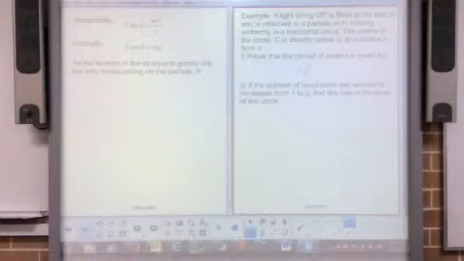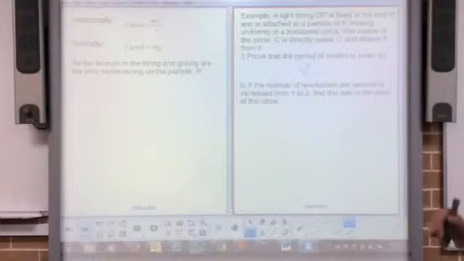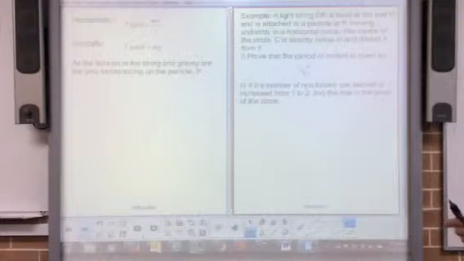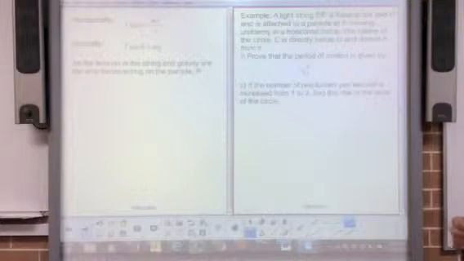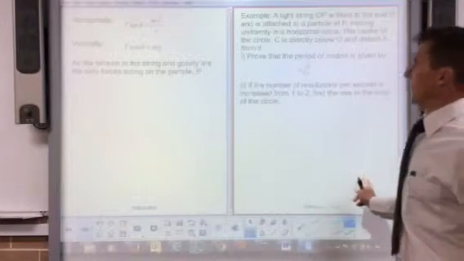So we've got a light string OP fixed at the end O to a roof or something, and the particle P is on the other end. It's moving in a horizontal circle. The centre of the circle C is directly below O and a distance h from it. Prove that the period of motion is given by the expression 2 pi times the square root of h over g. And in part 2, if the number of revolutions per second is increased from 1 to 2, find the rise in the level of the circle. Okay, so we'll do the first one first.